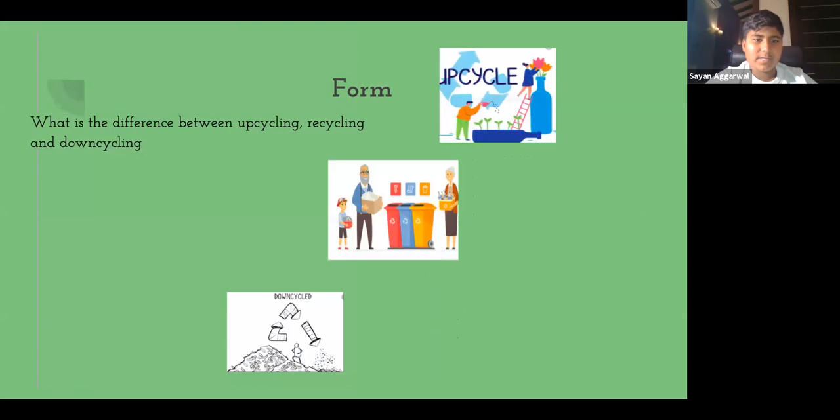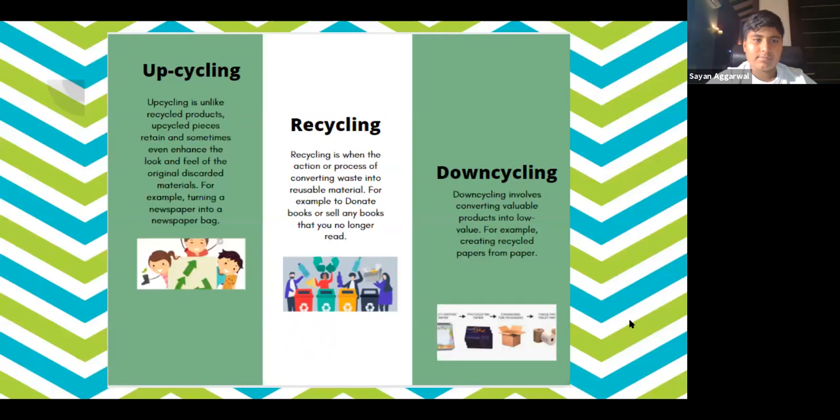Form: what is the difference between upcycling, recycling, and downcycling? Upcycling is unlike recycled products. Upcycled pieces retain and sometimes even enhance the look and feel of the original discarded materials, for example, turning a newspaper into a newspaper bag. Recycling is the action or process of converting waste into reusable material, for example, donating books or selling books that you no longer read. Downcycling involves converting valuable products into low value, for example, creating recycled paper from paper.